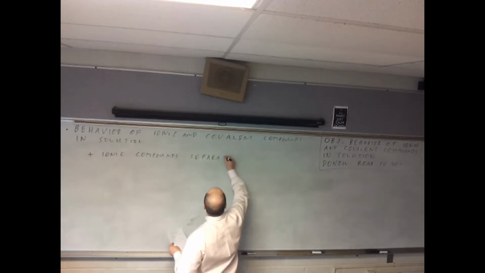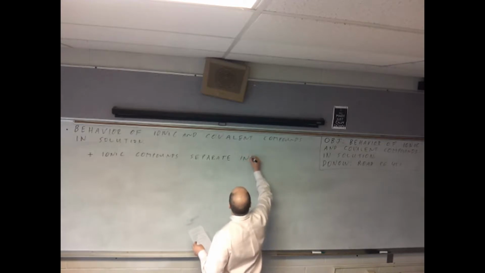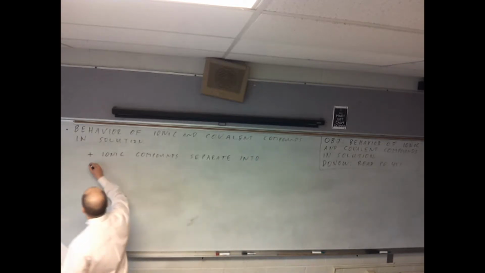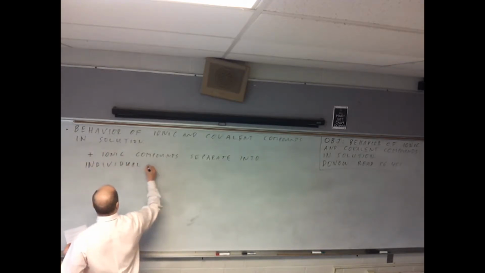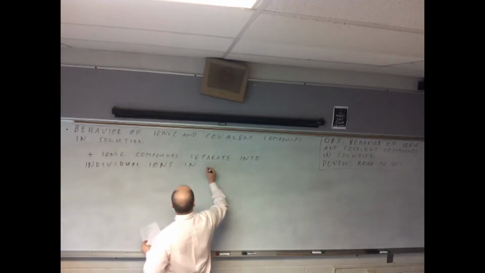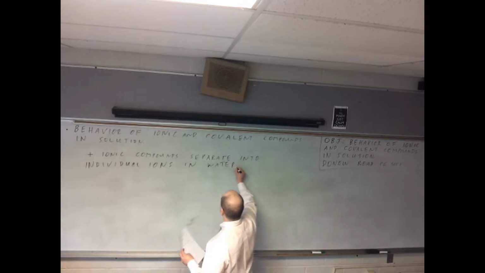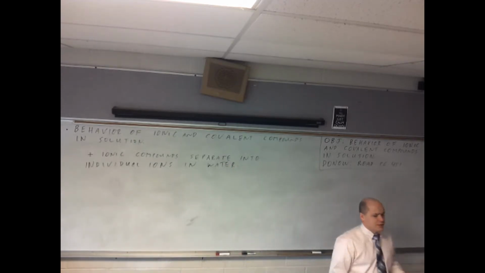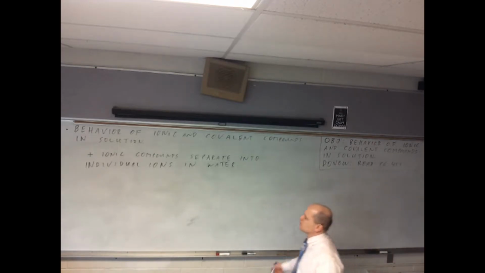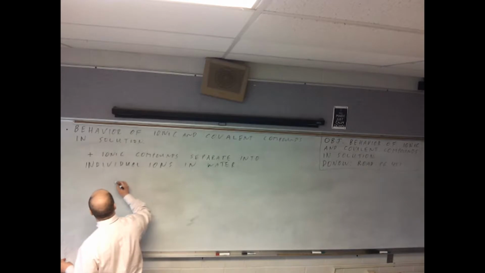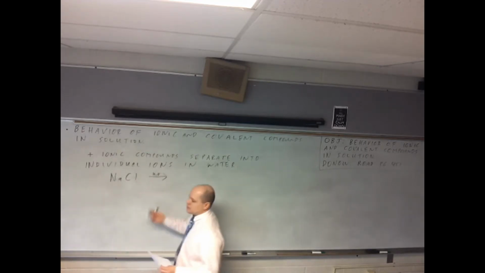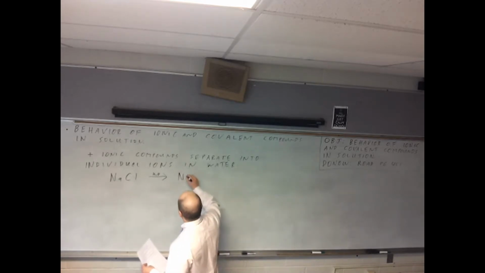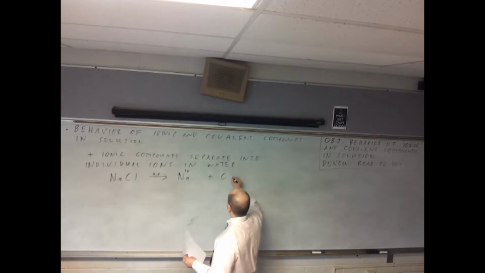So ionic compounds separate into individual ions in water. Remember, solution doesn't always have to have water as a solvent, but in this class it's always going to be water, so I use water and solution interchangeably. Let's say you take table salt, NaCl, and you put it into water. I'm going to put H2O on top of the arrow, just to indicate that it's in water. It'll separate into a sodium ion and a chloride ion.